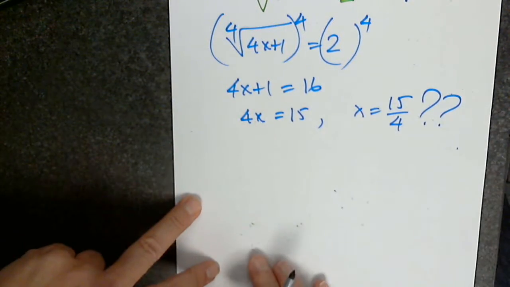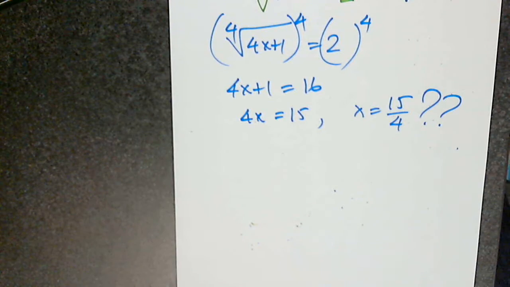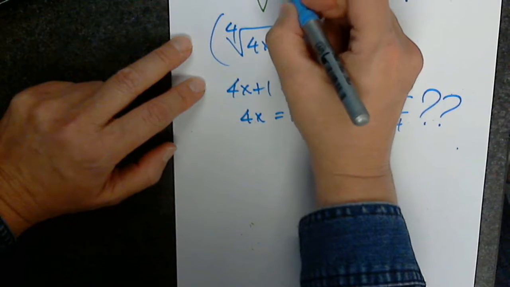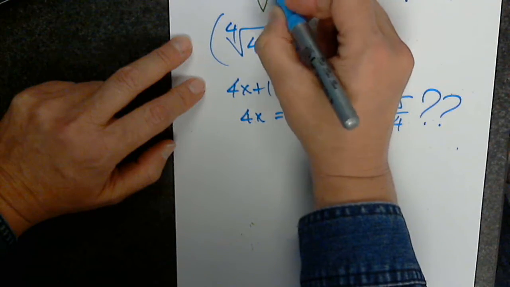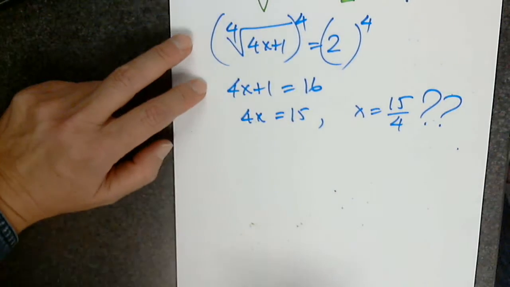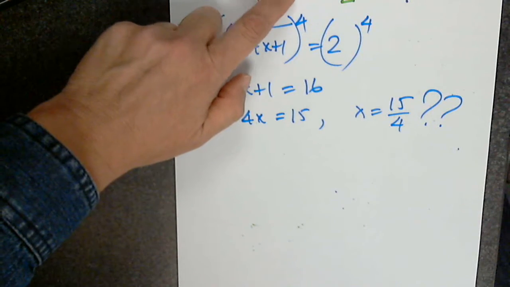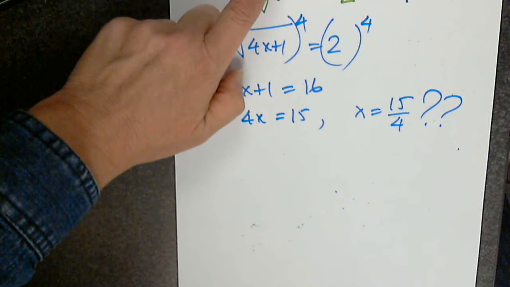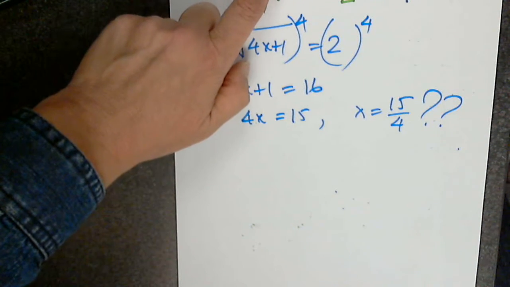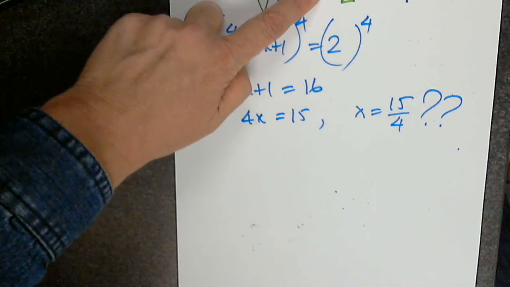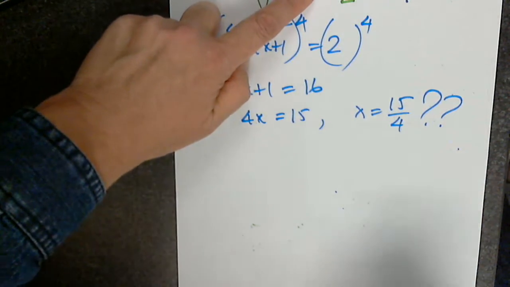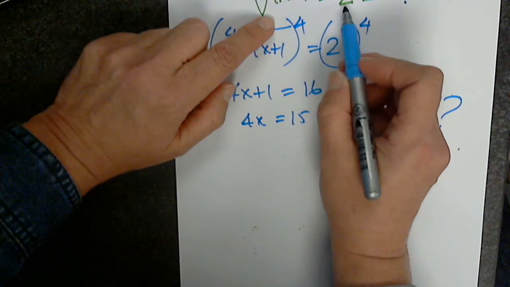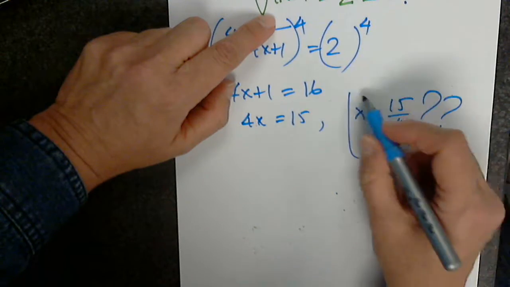I'm not sure. I don't know. Maybe, but I have to check. So I'll go back here. So I have 4 times 15/4 plus 1 with the 4th root on top. So I'll simplify 4 and 4. What is left from this product? 15 plus 1 is? The 4th root of 16 is? 2 minus 2 is? I'll say yes, because I checked.